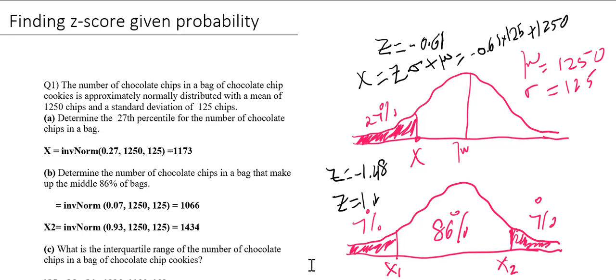So you have to do some manual work if you use the table. In order to find this x value, x2, guys, you take 1.48 multiplied by 125 and then add 1250. In order to find x1, you take negative 1.48 multiplied by 125 and then add 1250. And you should get the same answers, 1066, 1433.